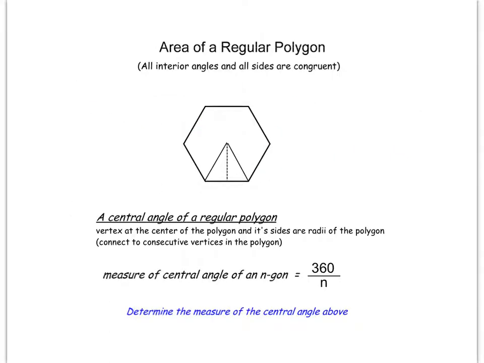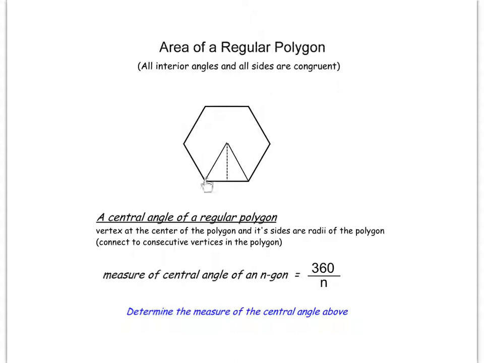Okay, one more word you need to know, the central angle. I guess two more words, one more definition. The central angle of a regular polygon has a vertex at the center of the polygon, and the sides of my angle are the radii drawn to the vertices of my polygon. So here are my radii. This is my central angle right here.